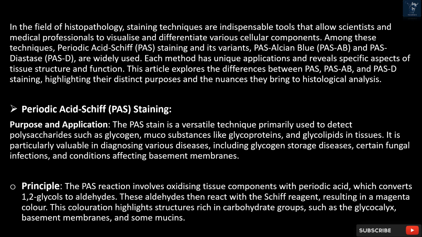Principle. The PAS reaction involves oxidizing tissue components with periodic acid, which converts 1,2 glycols to aldehydes. These aldehydes then react with the Schiff reagent, resulting in a magenta color. This coloration highlights structures rich in carbohydrate groups, such as the glycocalyx, basement membranes, and some mucins.